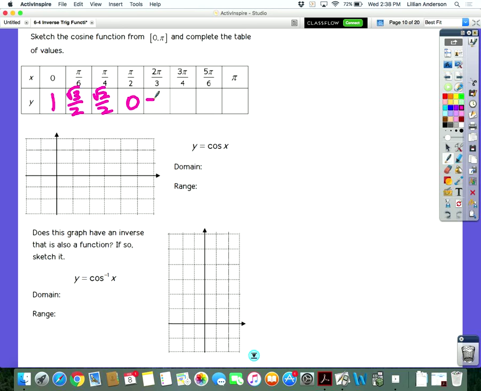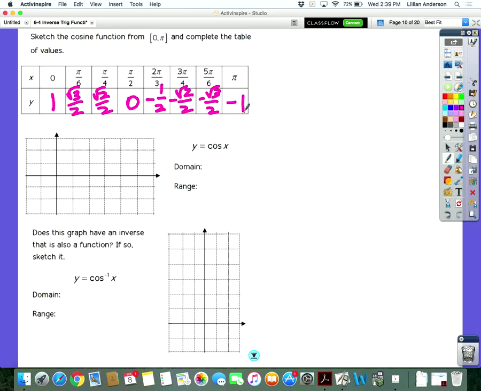It's negative 1 over 2. What about 3 pi over 4? Root 2 over 2. The unit circle is crucial. What about 5 pi over 6? What's the cosine? Negative root 3 over 2. And what about at pi? Negative 1.